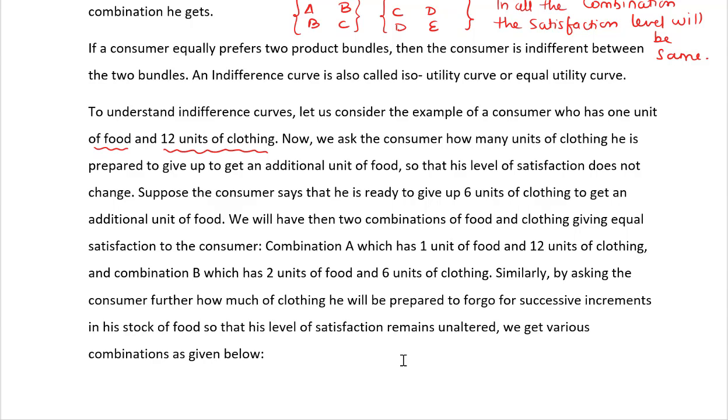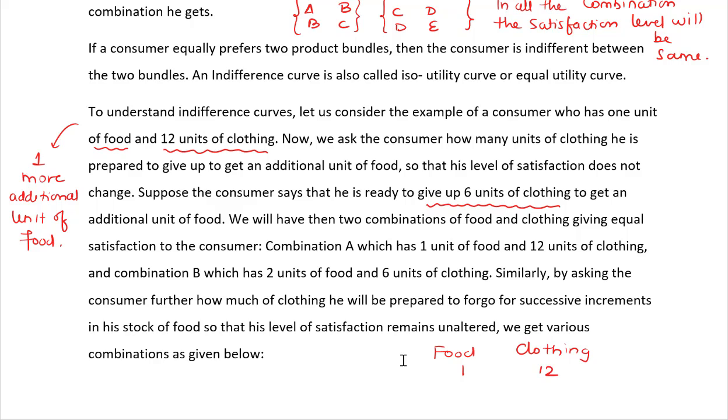if that consumer wants 2 units of food, that means one more additional unit of food, he is sacrificing how many units of clothing, and that we need to see. So in this example, he is ready to give up 6 units of clothing. So combination 1 is food and over here clothing, it is like 1 and 12 and it is like 2 and 6. I believe you understood.